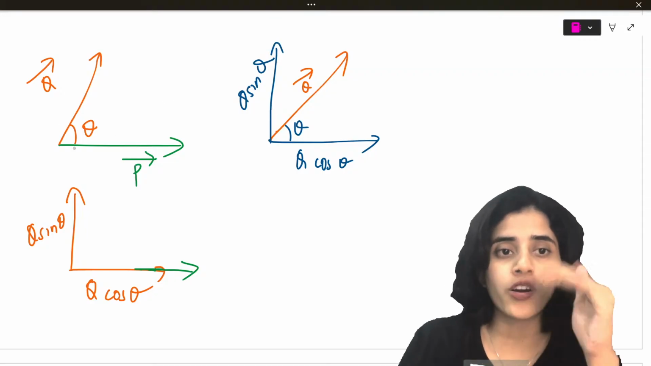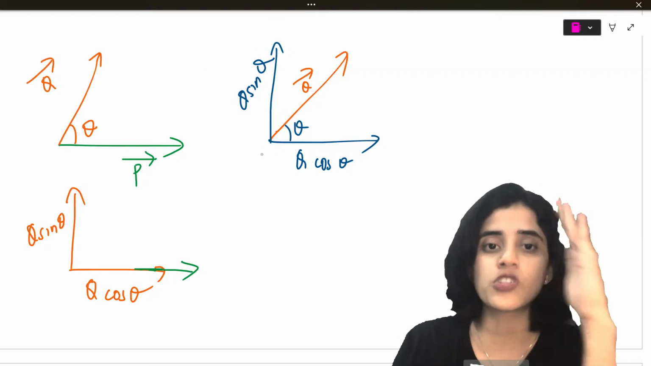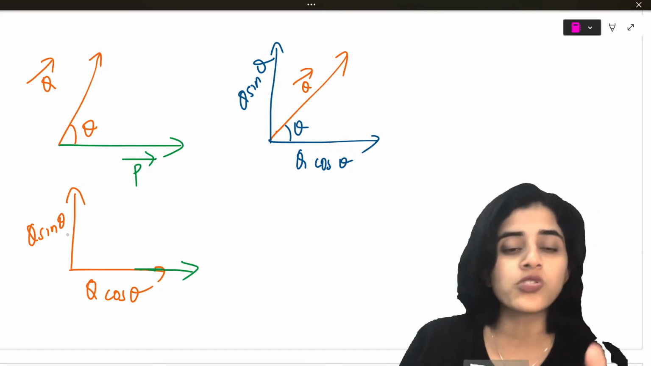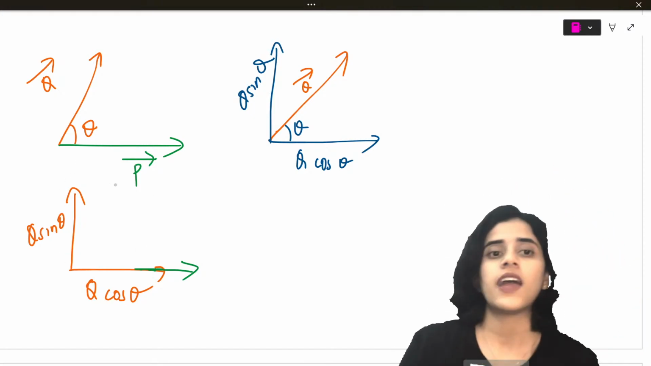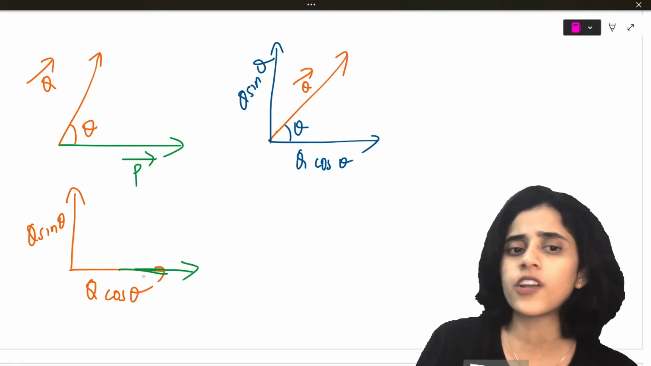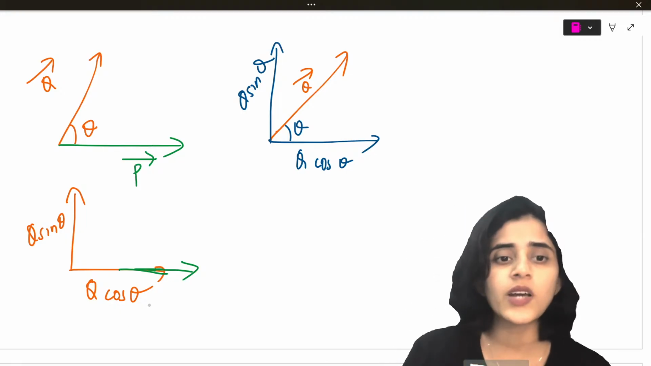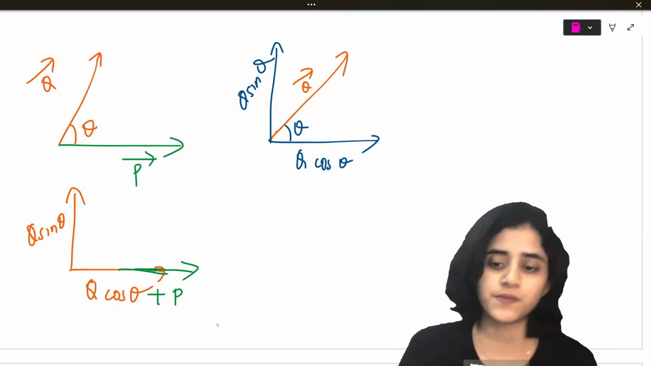So this orange line I will make into a horizontal component and a vertical component. So now the orange Q can be written as Q sin theta, Q cos theta. And I will add the P as well. P is already on the x-axis, so I will just put it like that. So now this is Q cos theta plus P.